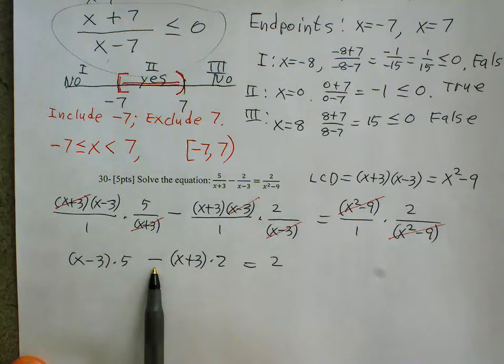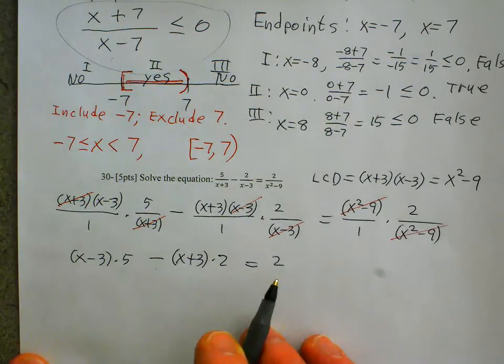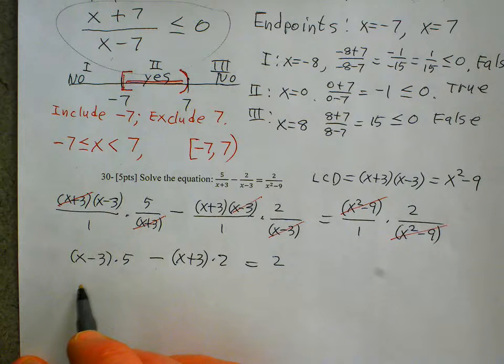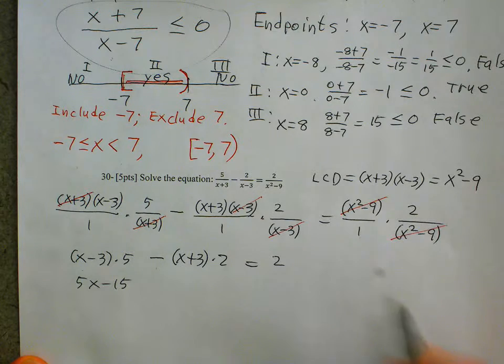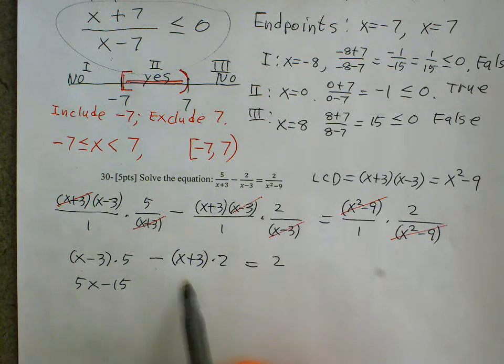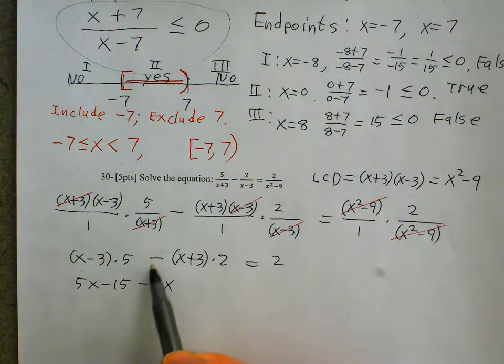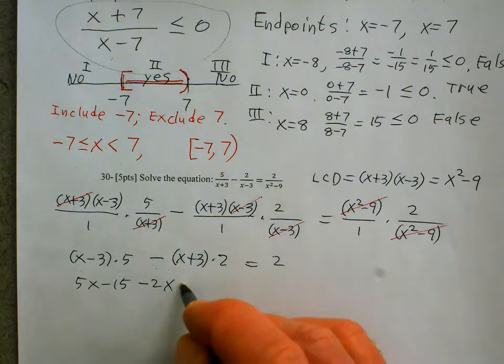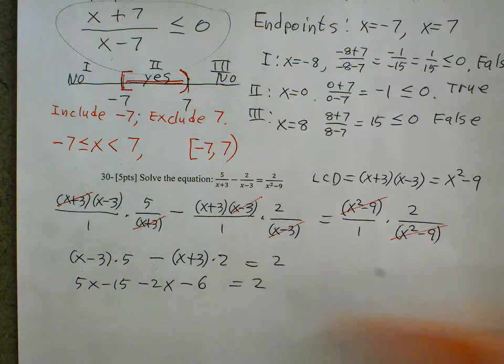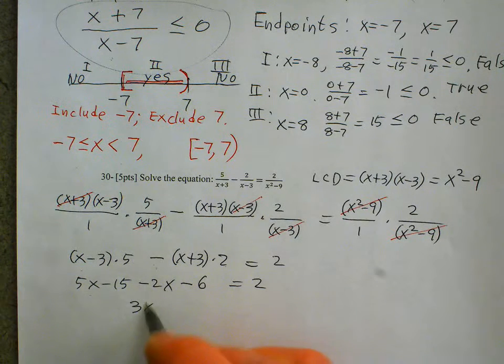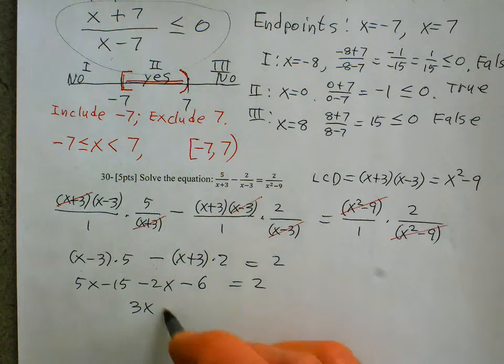Okay, so watch out for the signs, positives and negatives. (x - 3) times 5 is 5x - 15. And here we're going to subtract 2x. And we're also going to subtract 2 times 3, or subtract 6. Okay, let's combine like terms. On the left-hand side, 5x - 2x is 3x. -15 - 6 is -21, equals 2.